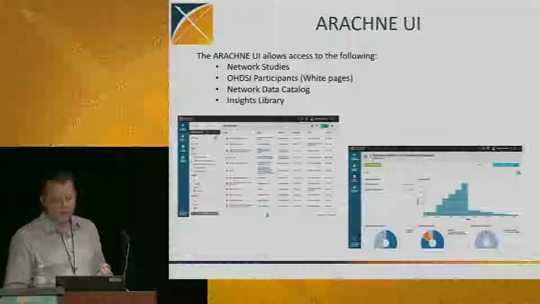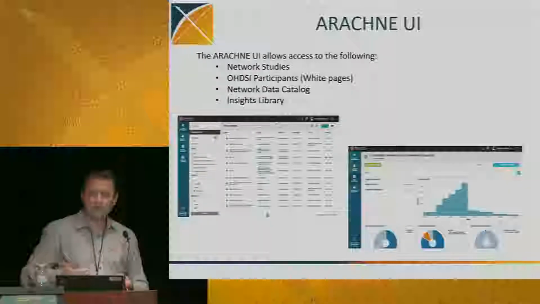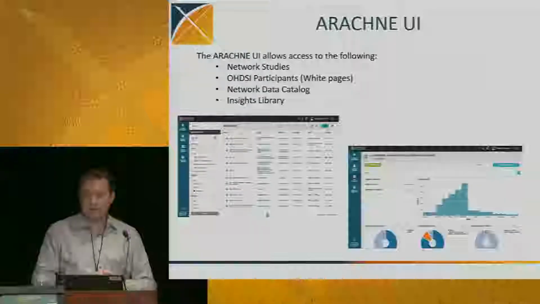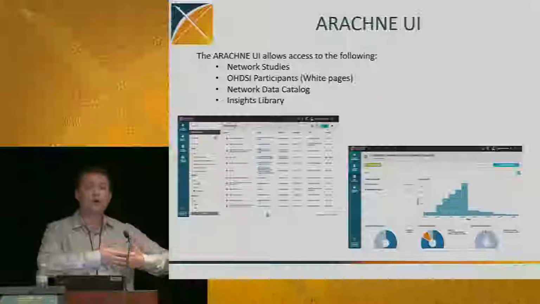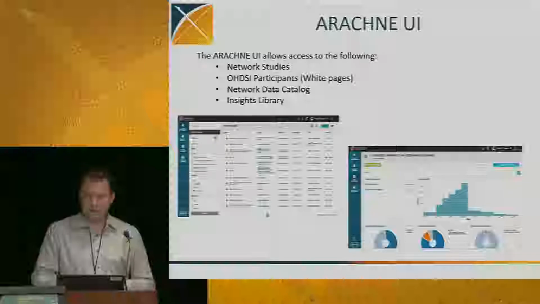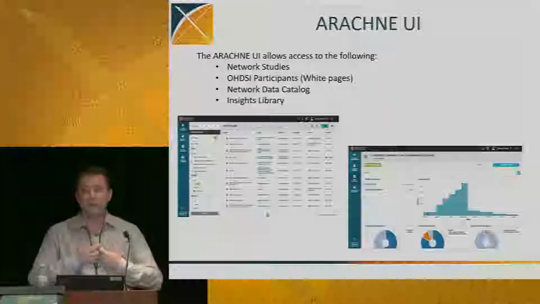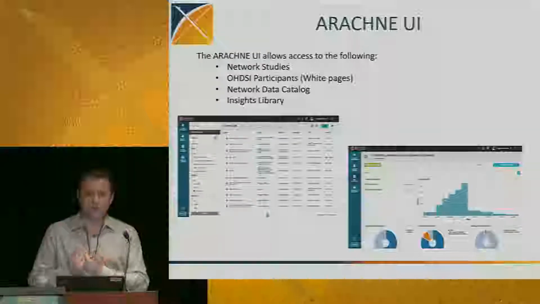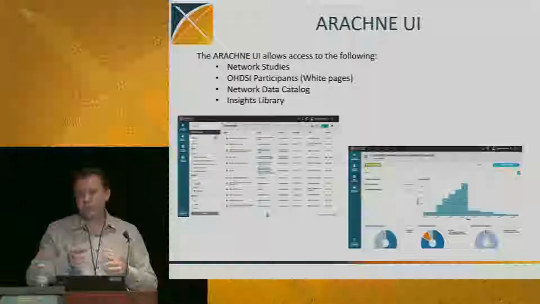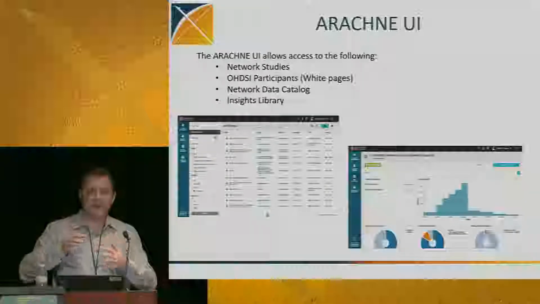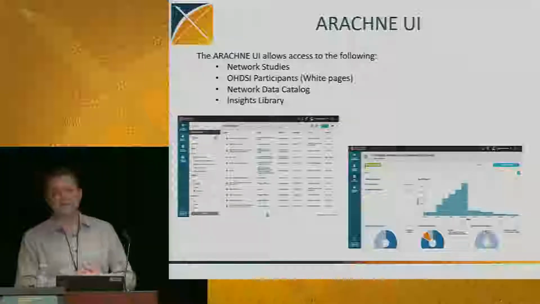If you go to the Arachne UI, and I'll show it to you in a second, you'll see a portfolio of studies that you as a researcher have access to or are leading yourself. You have the ability to see who else is in the network, so you can find collaborators. You can go to a data catalog and see what data, data nodes we call them, exist in the network. And at the end of the study, you should be able to click a button, maybe annotate some of the study results, and publish it into what we call an insights library.